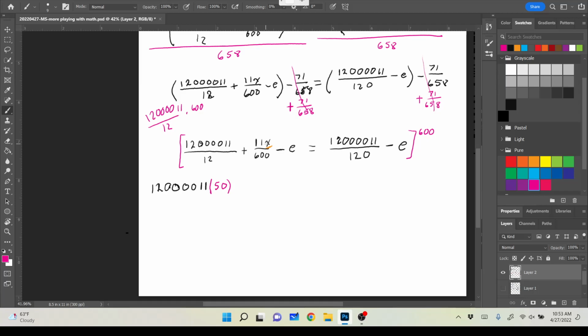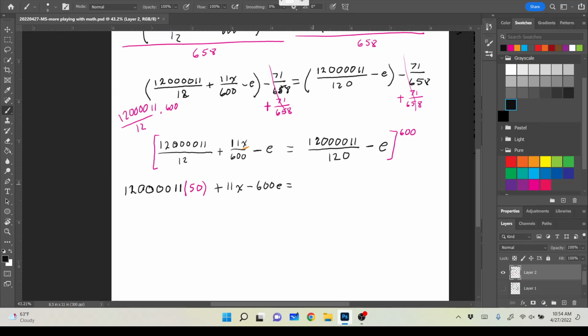Okay, so this one is just the top part left. So plus 11x, and then 600 times e is 600e, right? Yeah. Minus 600e. Has it always been x, or has it always been y? It's always been x. It doesn't honestly matter as long as it's in the correct place.